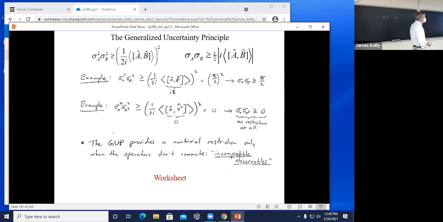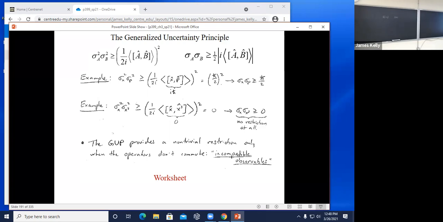Incompatible observables means observables that don't commute, and compatible observables are ones that do commute, and we'll talk about the importance of that in just a second. But let's practice with a worksheet, trying some other operators. These two operators definitely don't commute. It's a good time to practice calculating commutators.